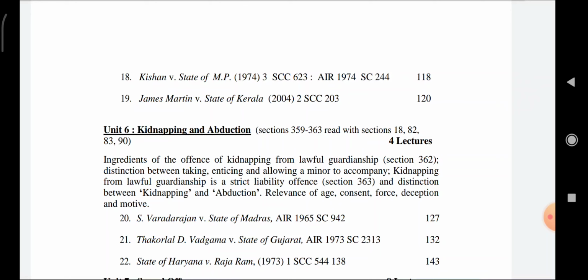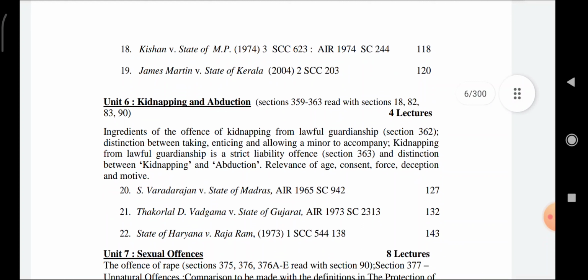Unit 6, kidnapping and abduction. Section 359 to be read with 363, and with Sections 82, 83, and 90. Section 82 relates to a child under seven years of age: if done, any act is not regarded as a crime.